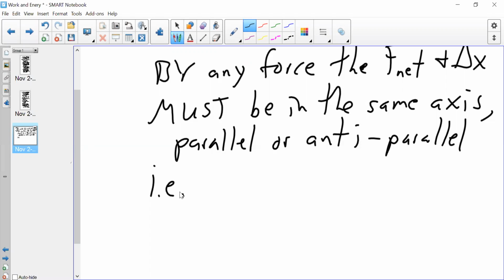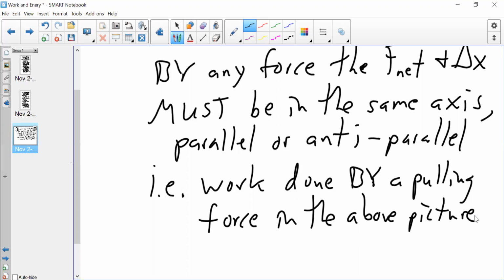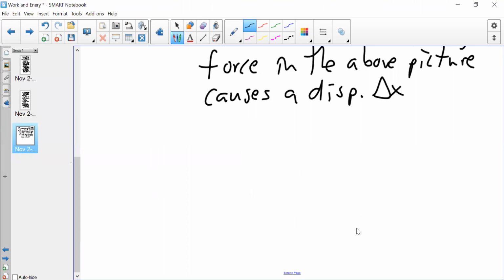So for example, if we call this force moving the box to the right, like say a pulling force, there's going to be work being done by that force. So work done by the pulling force pulls to the right. The above picture causes a displacement delta x to the right. So it moves along. It's in the same axis. It's parallel. The angle is going to be 0. We're going to see that. Displacement delta x, and the horizontal axis for now. We can go to the y-axis. It's the same concept.